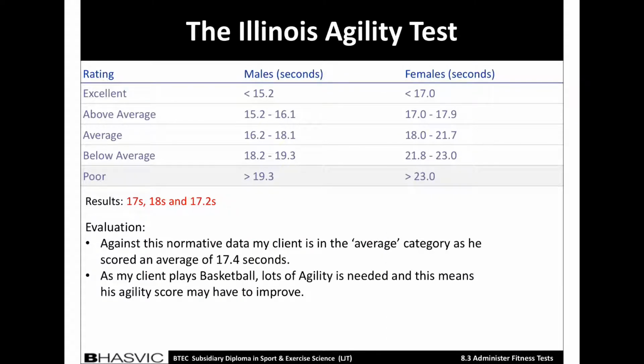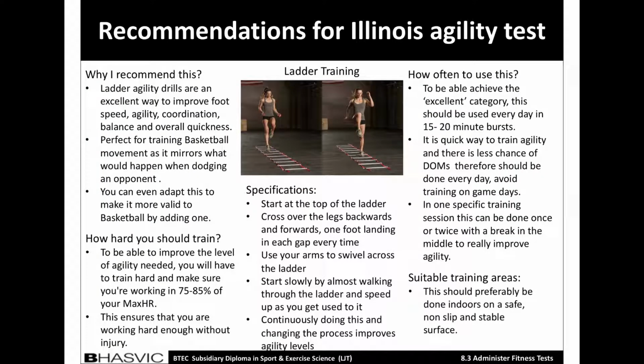After the tests, I then evaluated and recommended things for my client. First was the Illinois agility test. My client recorded results of 17, 18 and 17.2 seconds. Against the normative data, my client is in the average category as he scored an average of 17.4 seconds. As my client plays basketball, lots of agility is needed, and this means that his agility score may have to improve. I then recommended things for my client to take on.